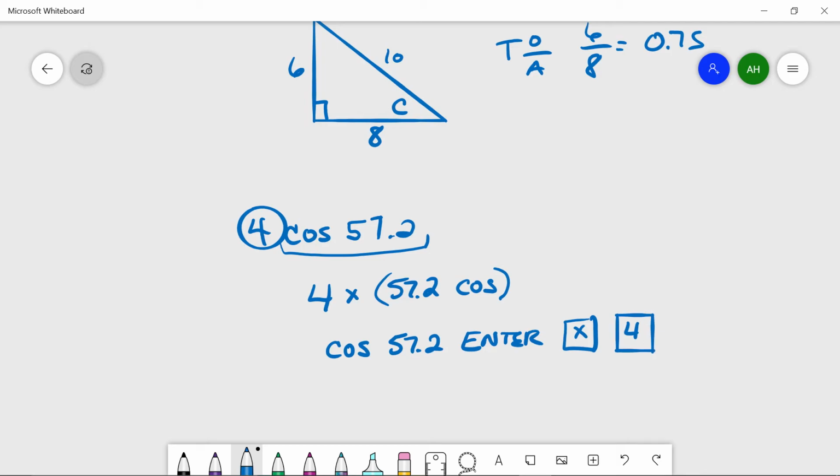Mine would go the opposite direction of the calculator they have in the book, so make sure you just see how that is going. You do want to make sure that you actually are finding the cosine of 57.2 and then multiplying that by 4. You want to make sure that you're not taking 4 and multiplying it by 57.2, getting an answer, and then finding the cosine of that answer, because that would not be the same thing.